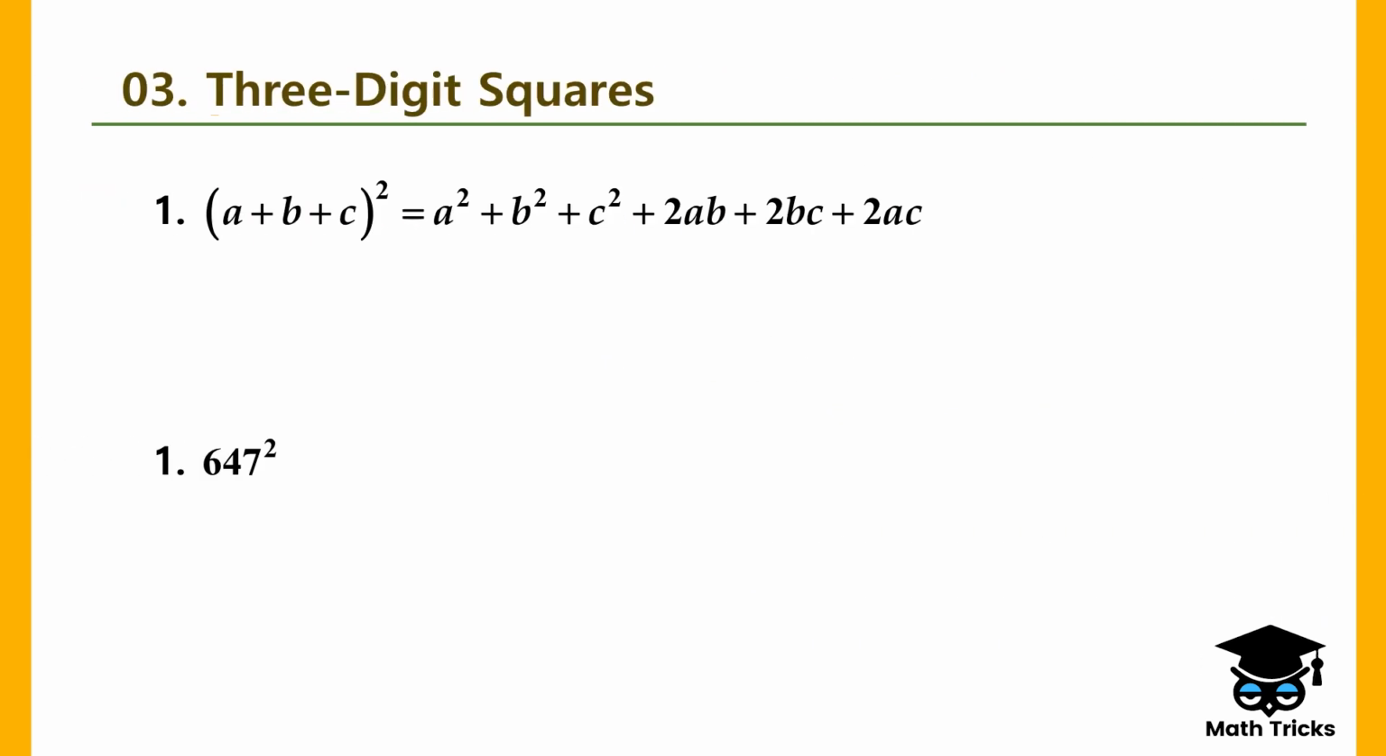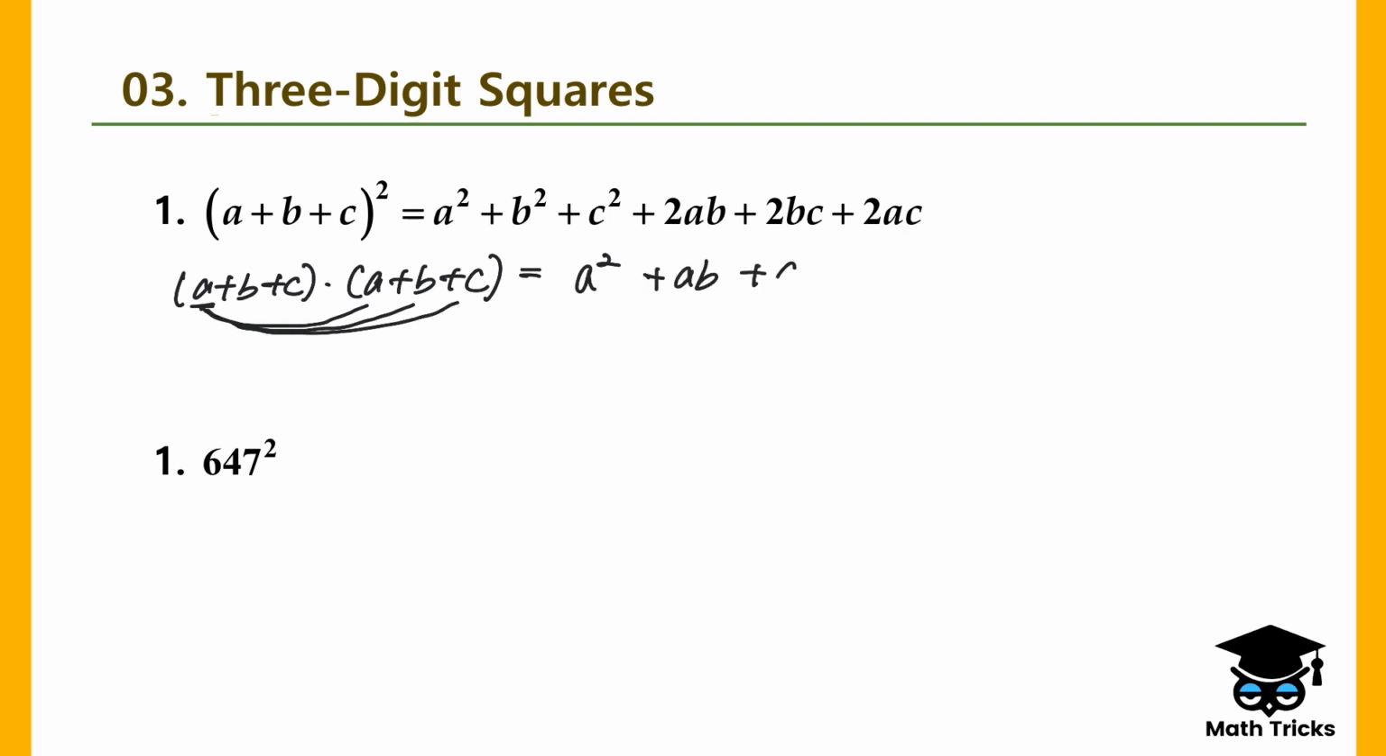Now let's see how this happens. Let's say we have a trinomial (a plus b plus c) squared. That is equal to (a plus b plus c) times (a plus b plus c), right? And we're going to expand this expression using the distributive property. So starting from a times a gives us a squared. a times b, that's ab. And a times c, that's plus ac.